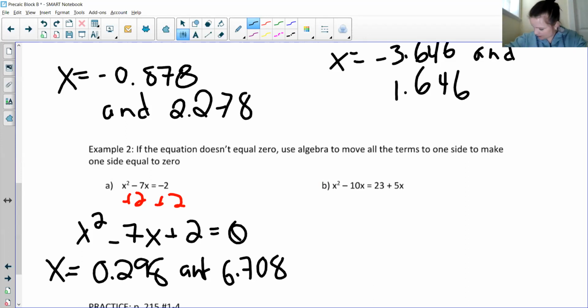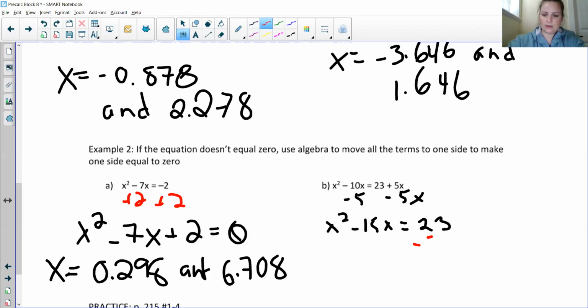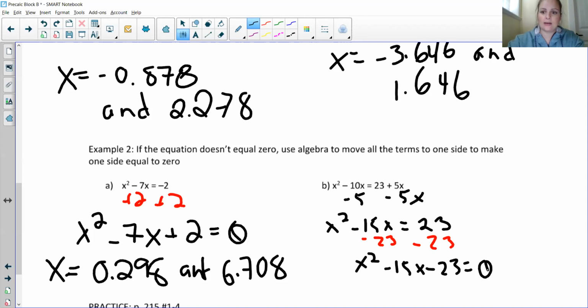Okay. So the next one here, you would need to subtract 5x from both sides. So this would become x squared minus 15x equals 23. And then you can subtract 23 from both sides as well. And you're going to get x squared minus 15x minus 23 equals 0. I know some of you are going to be like, can I just do both things in one step? Yes, you can. I'm just doing it in 2 steps to show it.